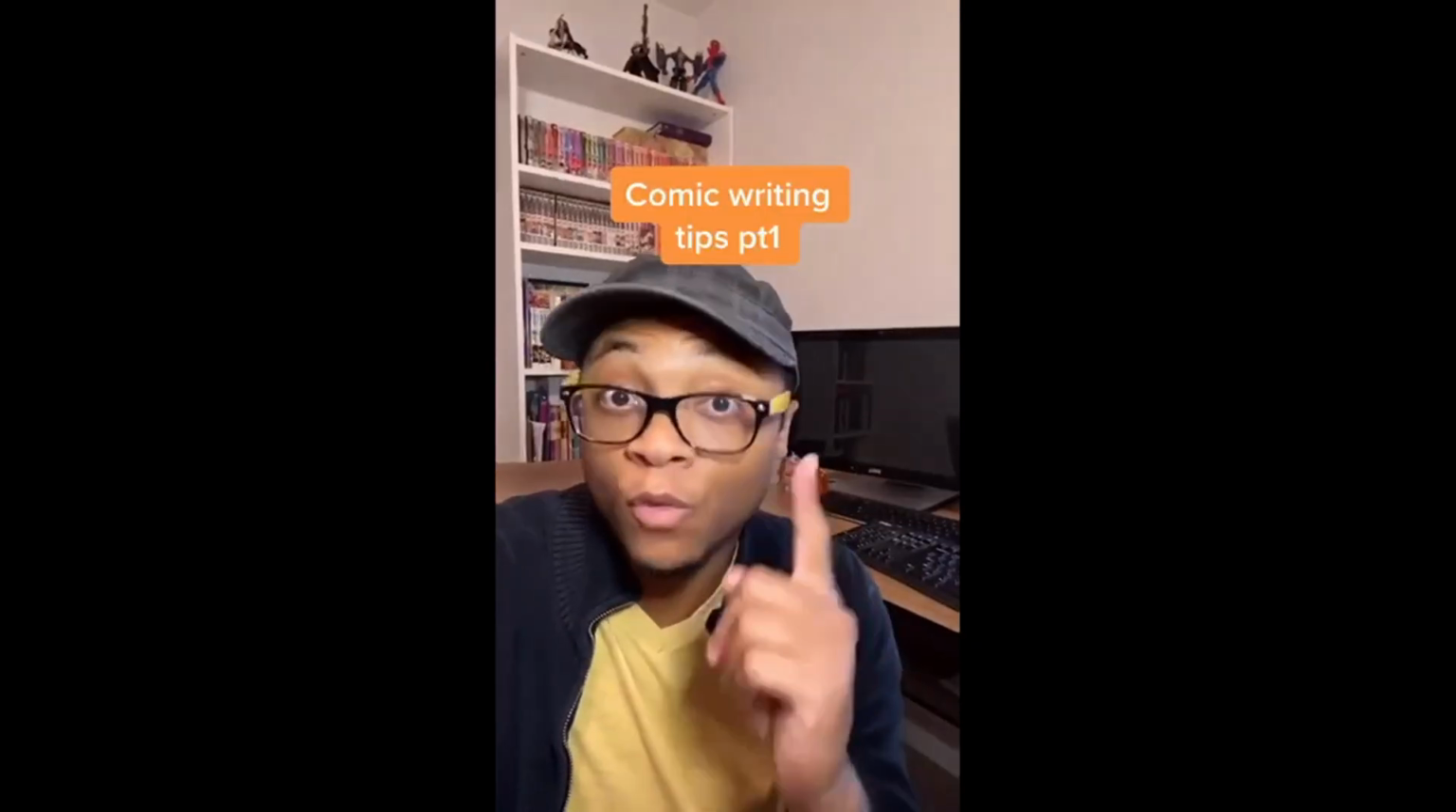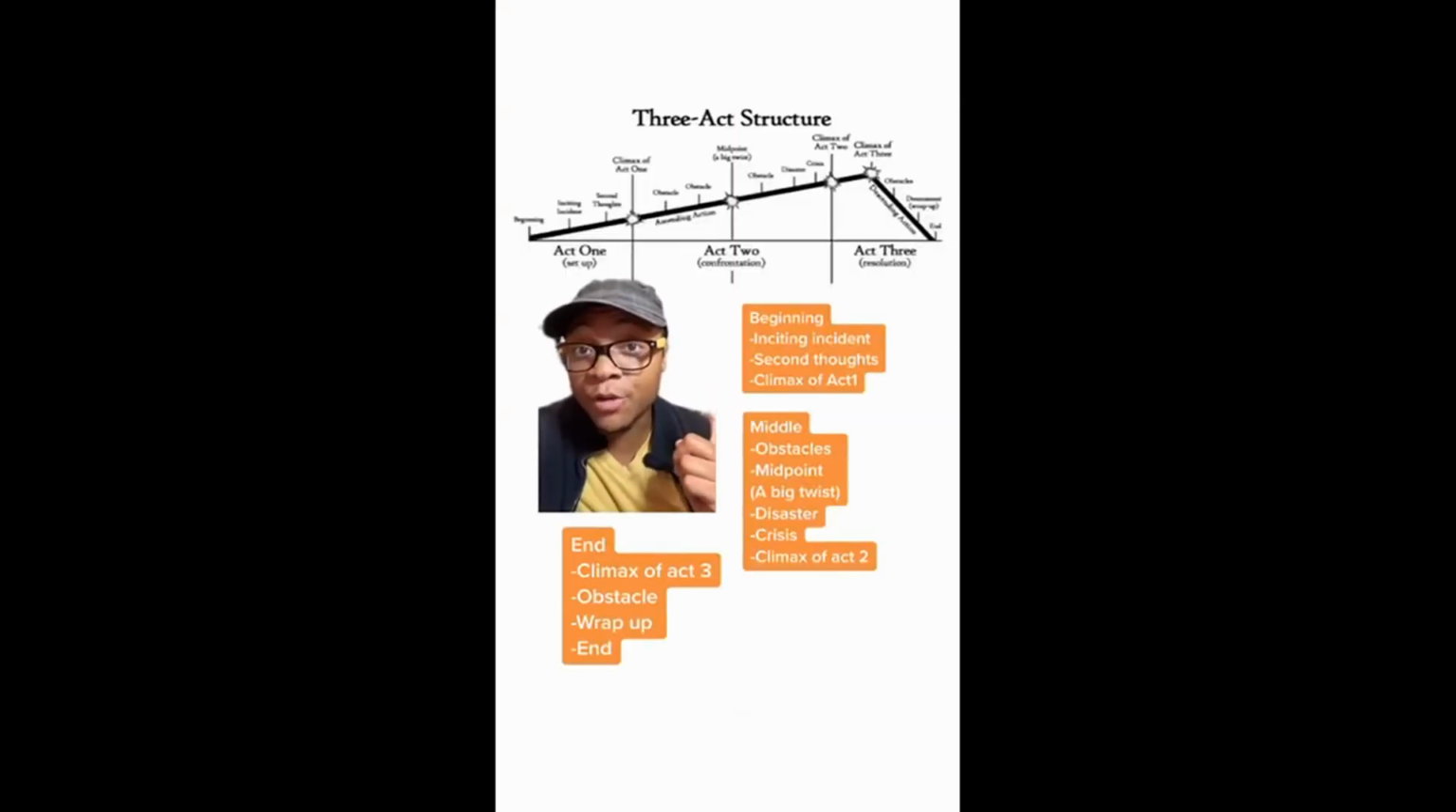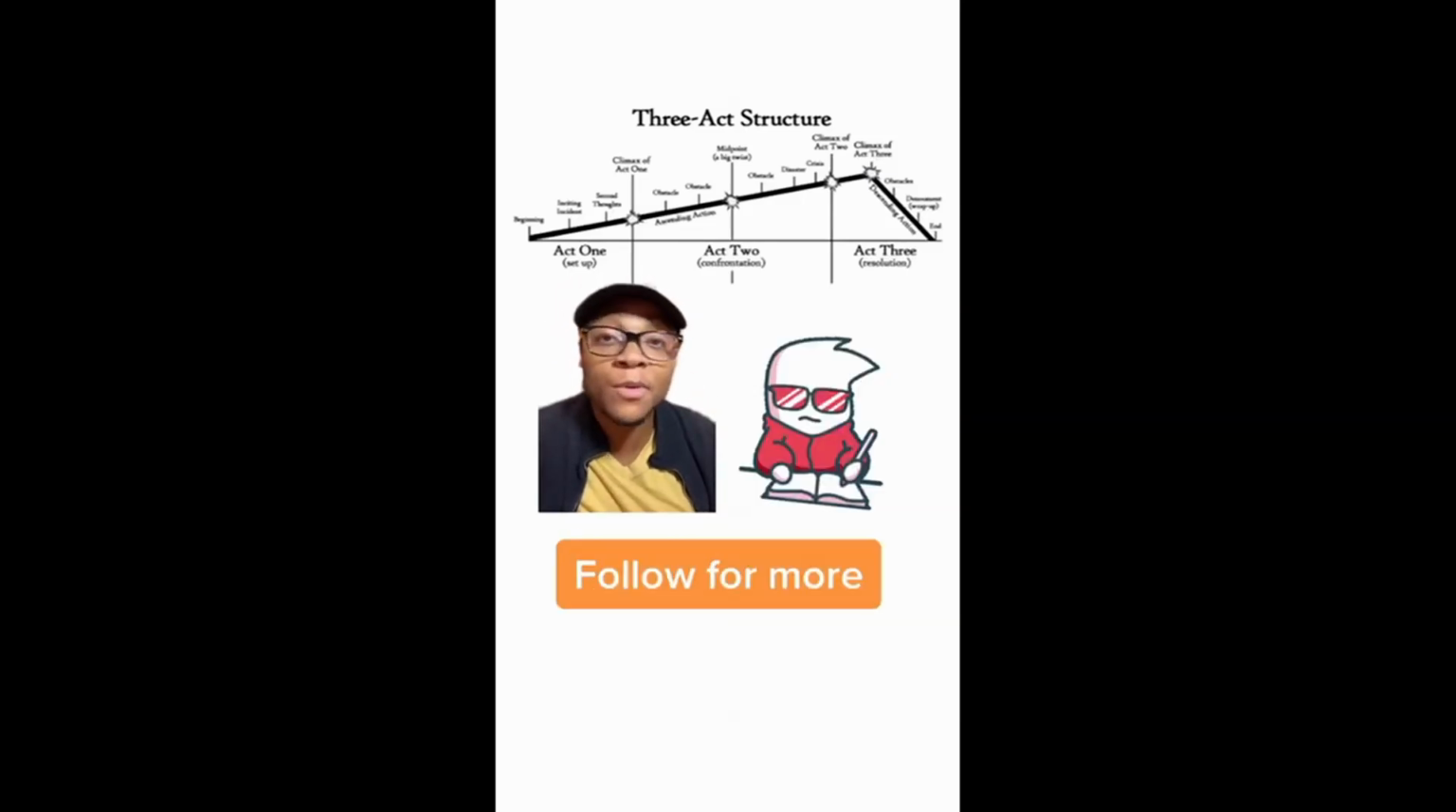Comic writing tips, part 1. Once you have an idea, you have to be able to craft a story out of it. By knowing the 3-act structure, it becomes a lot easier. Check out this graph so you can learn how to form a beginning, middle, and end, and follow me so that way you can have more comic book making tips.